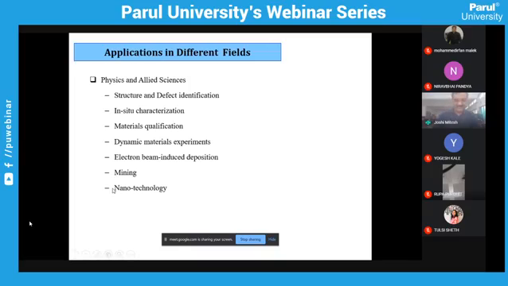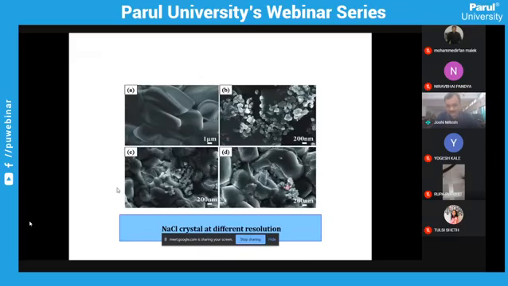Nowadays, as I said, nanotechnology is a vast field. You can use it abundantly. This SEM has the highest application nowadays in nanotechnology. So here are some pictures taken by SEM. This is an NaCl crystal at different resolutions, from 1 micron size to 200 nanometer size. So you can clearly identify the structure of the material.